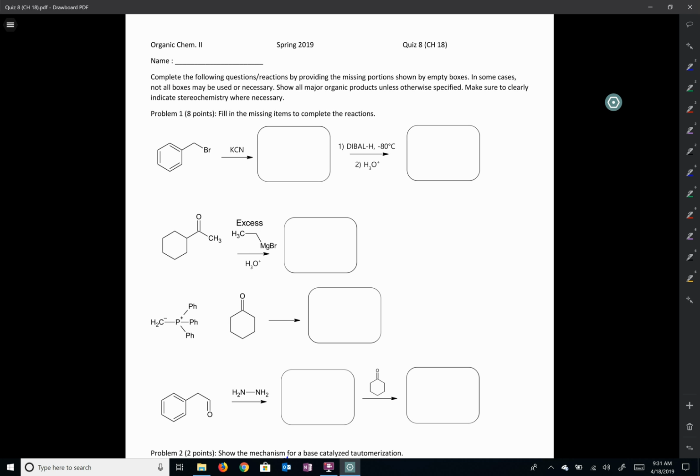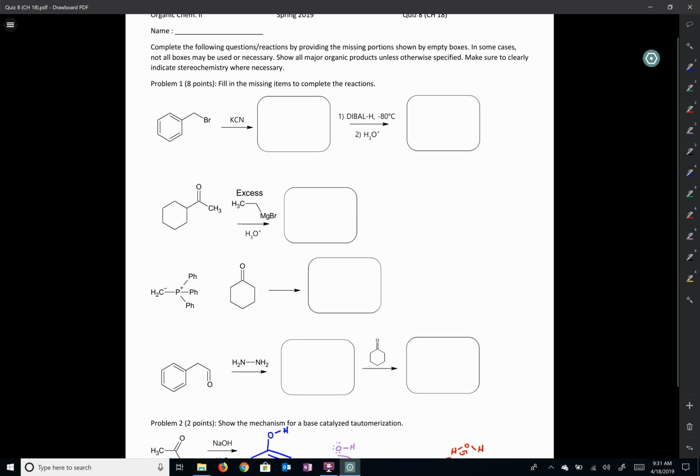Alright, so today we're going to look at Quiz 8 from the second semester of Organic Chemistry from the spring semester. You'll have to excuse me, I'm still fighting a cold here, but I wanted to get this up for you guys before the final exam comes around. But let's take a look at problem 1 here and see what we can figure out.